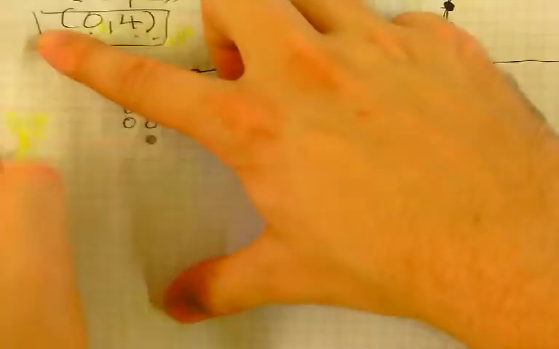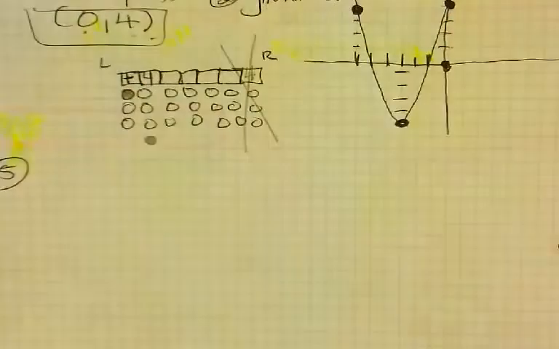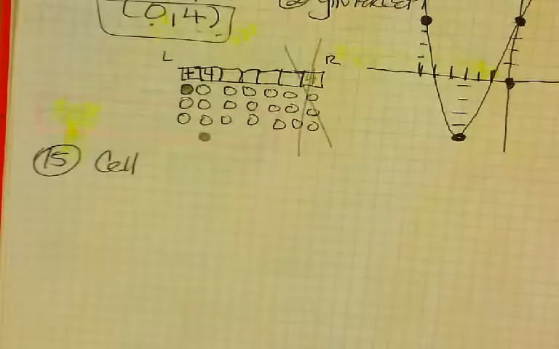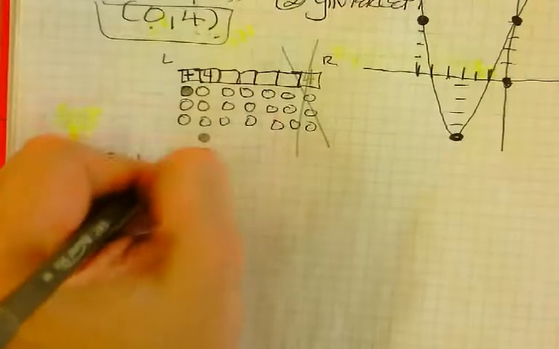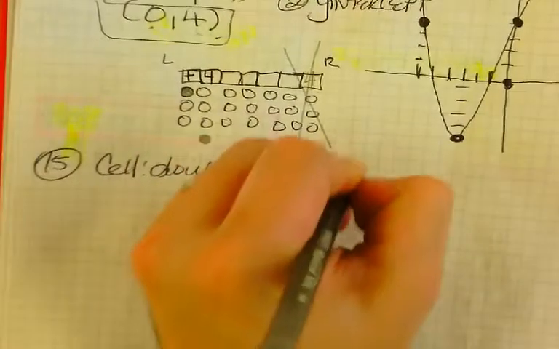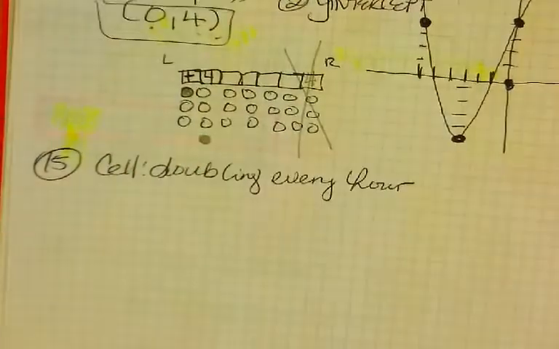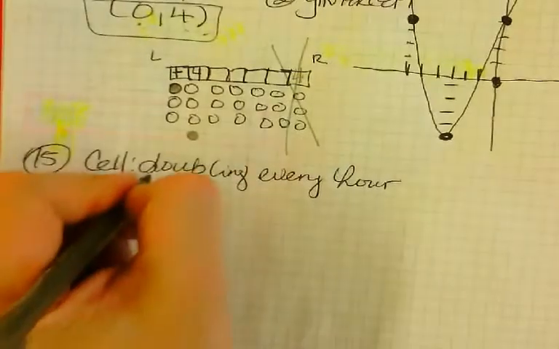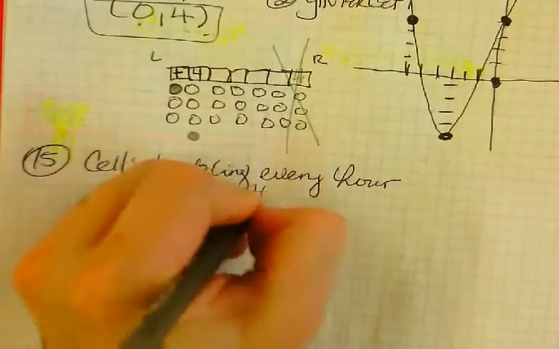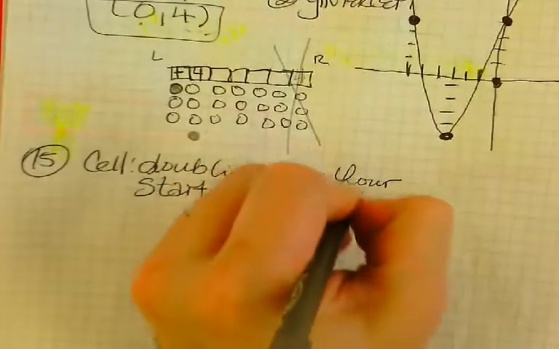All right, guys, let's start on number 15 for today. Now we got our warm up under our belts. They're going to give us a cell. And your cell is doubling every hour. Okay. And they also give us, we start with a total of 4 cells.